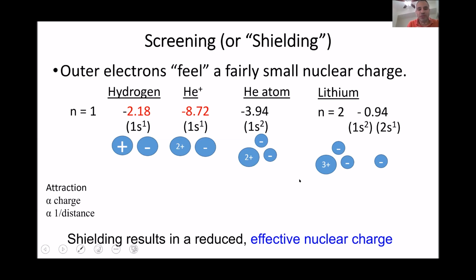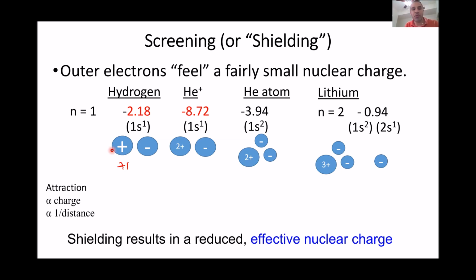So if we start with the simplest atom possible, which is a hydrogen atom, you will have a 1 plus nucleus, and you will have a 1 minus electron. That electron is going to be feeling the whole +1 positive charge of the nucleus in this case, and its energy is going to be this value right here, based on the Coulombic attraction that it feels from the +1 positive charge.